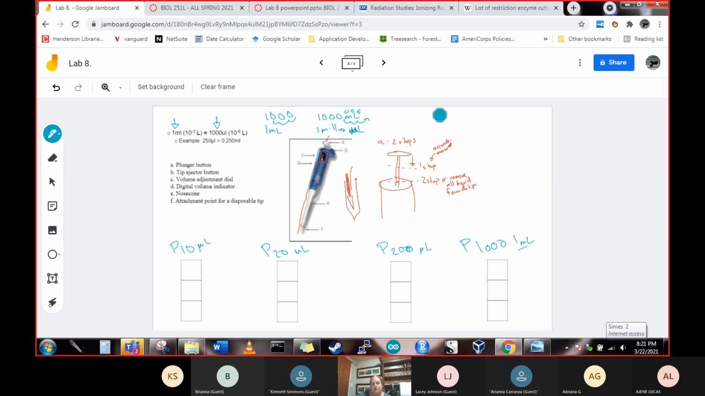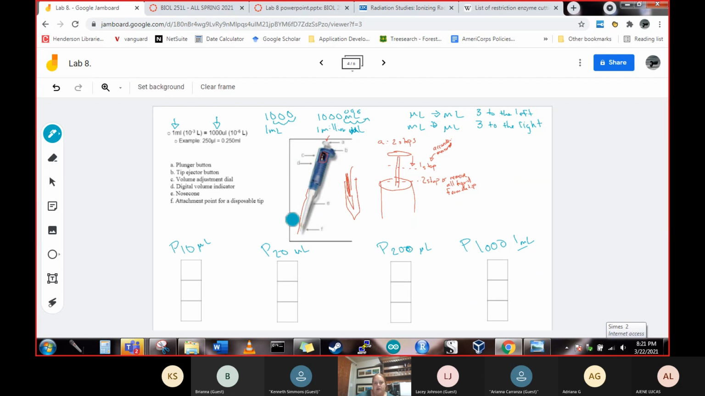So microliters to milliliters is 3 decimal places to the left, or basically dividing by 1000. Milliliters to microliters is 3 to the right, or multiplying by 1000. Anyway, make sure that you guys are able to do that.